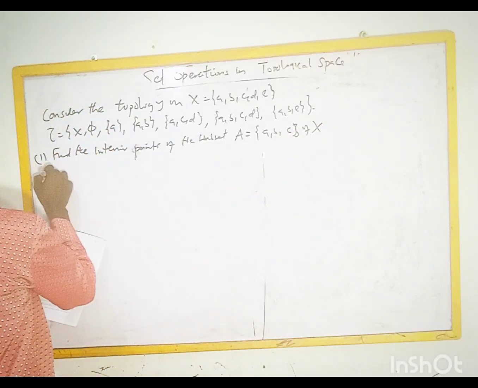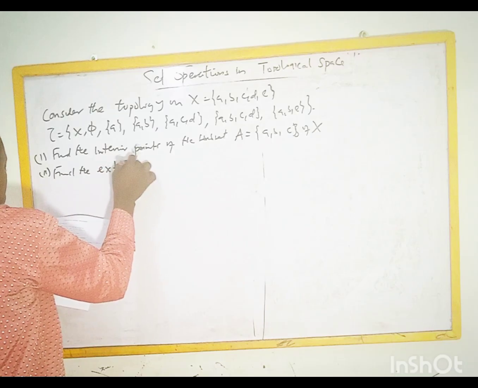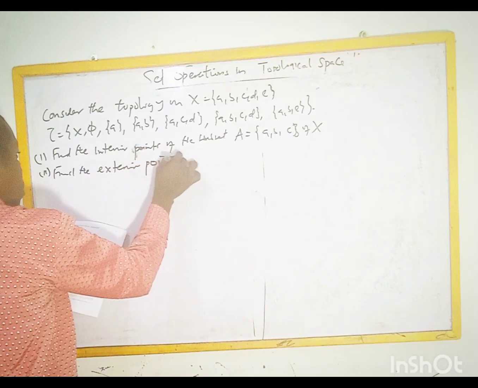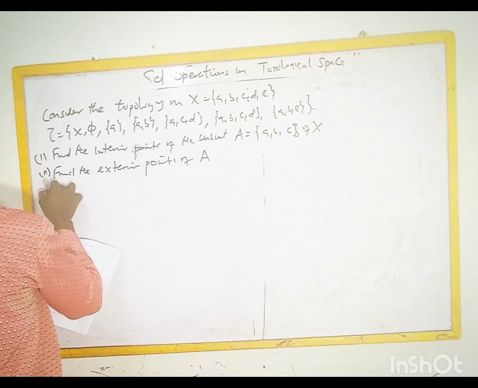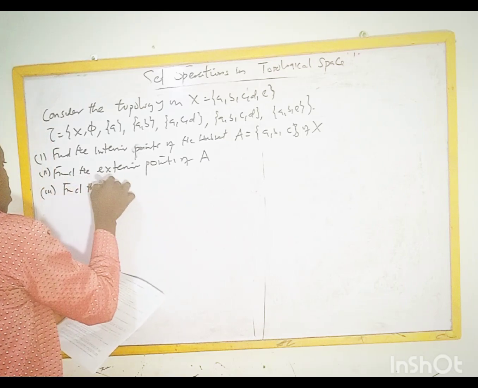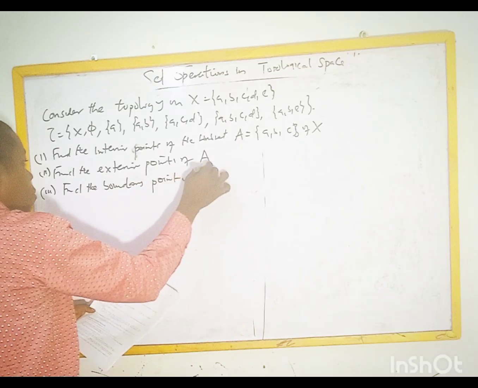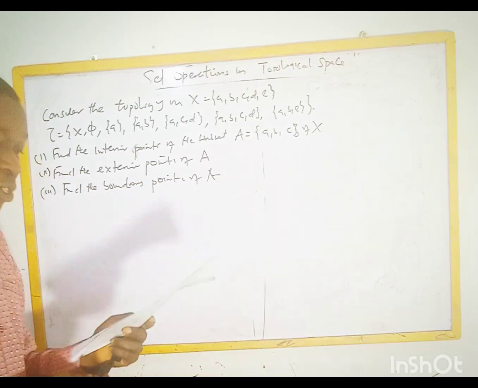Then two, find the exterior point of A. Then the third one, find the boundary point of A. So these are the questions that I have given to us.